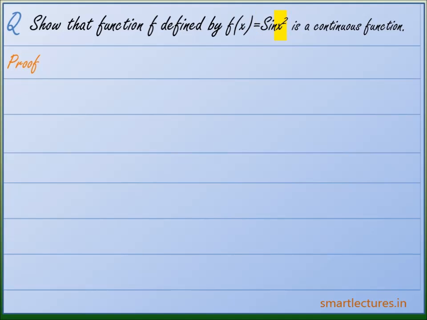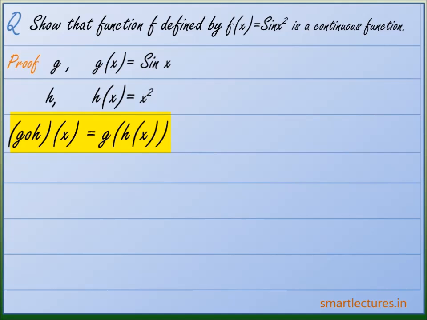Now x square is equal to x into x. So the given function f of x equal to sine x square can also be written as a composition of two functions, g of h, where g and h are two functions such that g of x is equal to sine x and h of x is equal to x square. We have already proved that the function sine x is a continuous function, and also the function x square is a continuous function. Because g and h are both continuous functions, as per this theorem, the composition g of h, or sine x square, is also a continuous function.